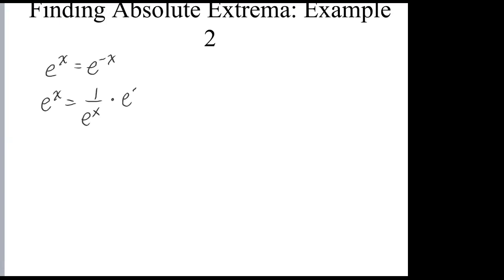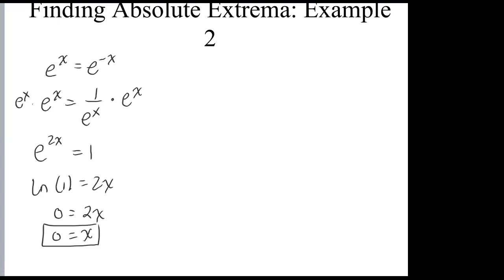Multiply both sides by e to the x. So I have e to the x times e to the x, which is e to the 2x, is equal to 1. That I could think of in one of two ways. I could rewrite it as a logarithm, which is probably the easiest way. Natural log of 1 is equal to 2x. Natural log of 1 is 0. It's equal to 2x, which means x is equal to 0. So one location where the derivative is equal to 0.